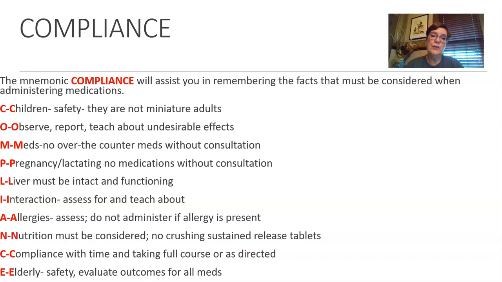Children are not miniature adults. Children use different doses than adults do. I know that with ibuprofen and Tylenol, they have the little scale on the side that goes by age. But pediatric dosing should be done by weight, not in pounds but in kilograms. So the medication doses for children are always going to be based on kilograms.